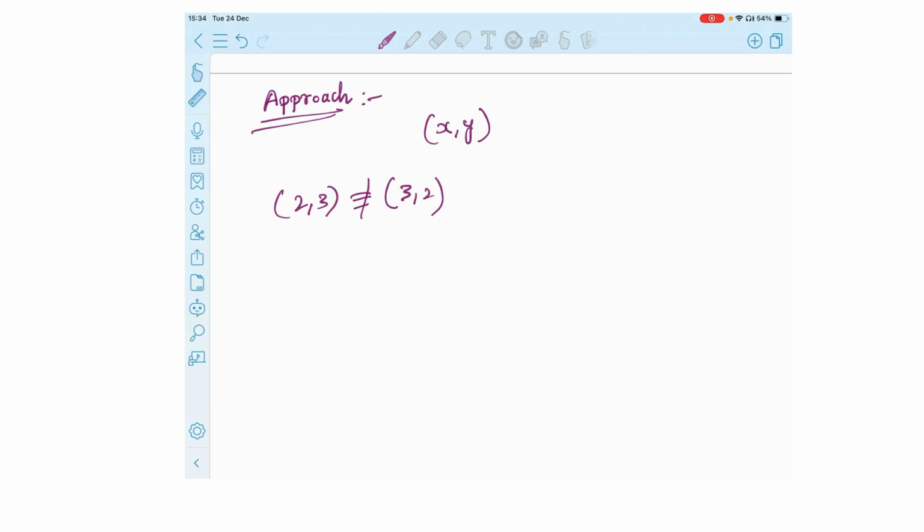So the number of ordered pairs is that if a person starts from station X, he should be able to reach Y by either taking 0 or more number of trains. So this is what we are supposed to improve. Let me explain a few test cases to understand that.